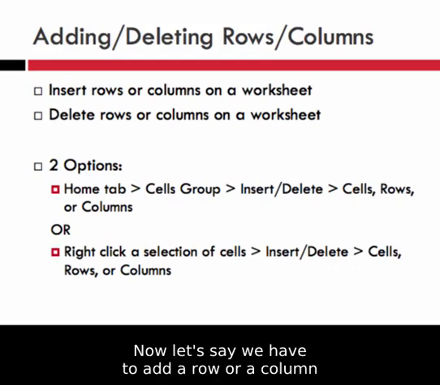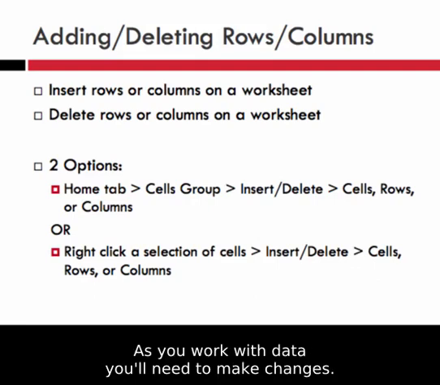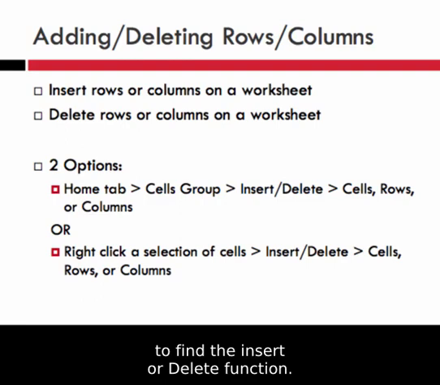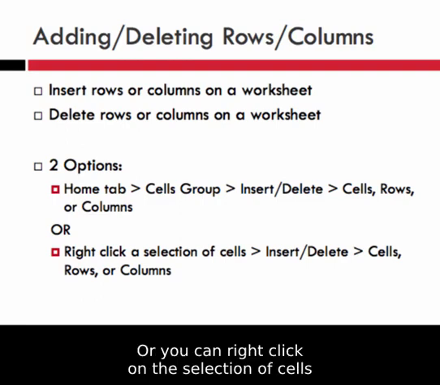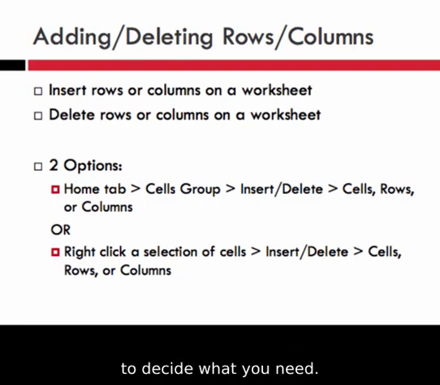Now let's say we have to add a row or a column or delete a row or a column. As you work with data, you'll need to make changes. So there are two ways to do this. First, you can use the Home tab and go to the Cells group to find the Insert or Delete function. Or you can right-click on the selection of cells and pick Insert or Delete from the menu to decide what you need.